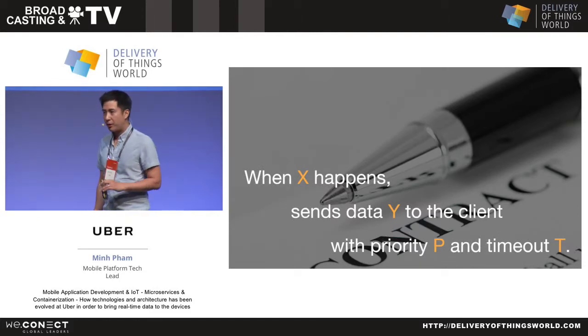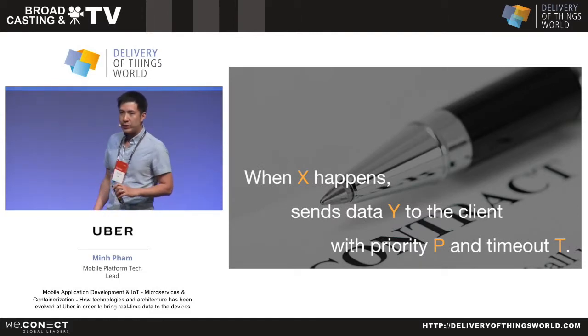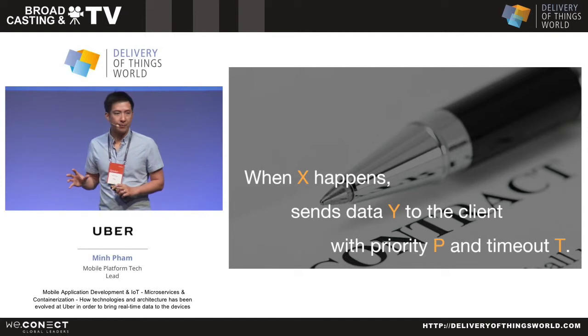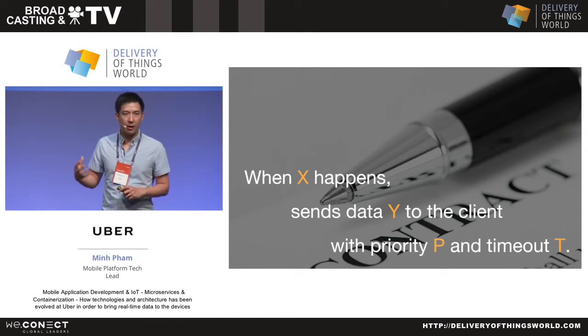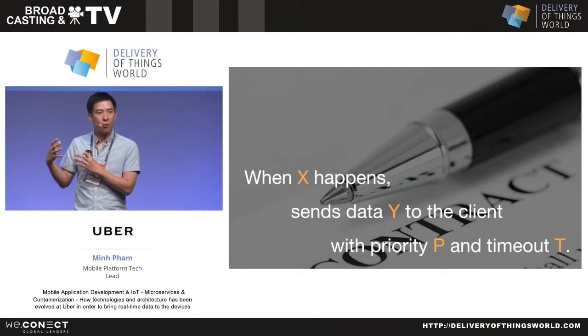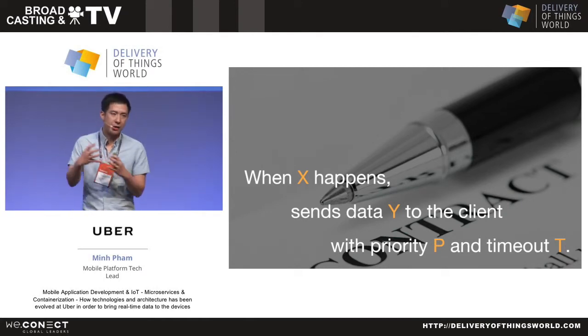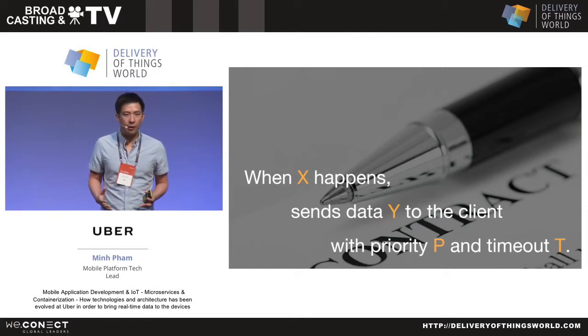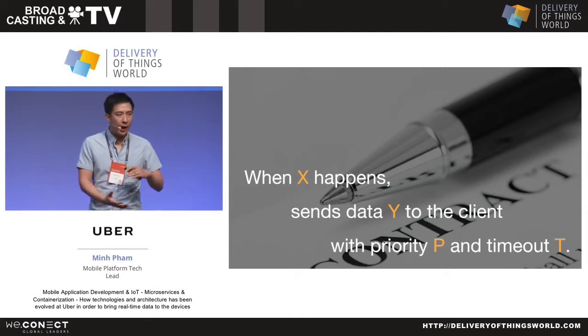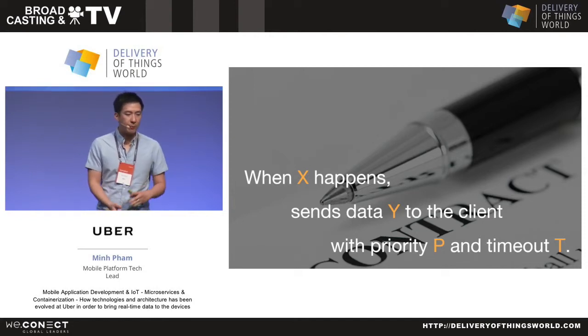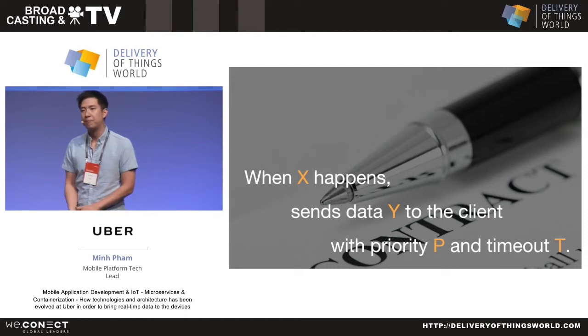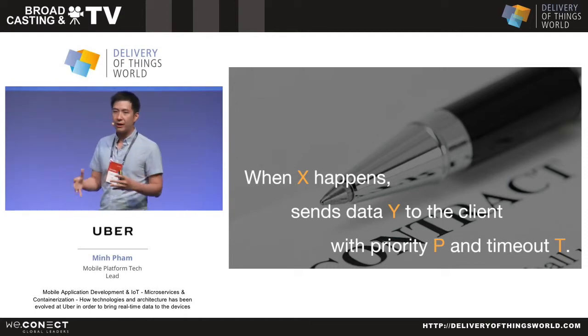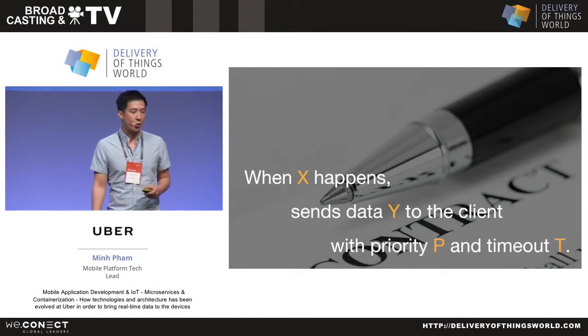So the most important thing is that we were able to change the model. Before, when you wanted to think about the architecture, you had to think, okay, I want to integrate with push, so what service do I have to integrate with? How do I change my architecture to do that? We changed all that. Now the only thing the developer has to think about is: when an event X happens, what data do I have to send, and what priority and what timeout do I have to set? So we changed all that into a very simple rule model.